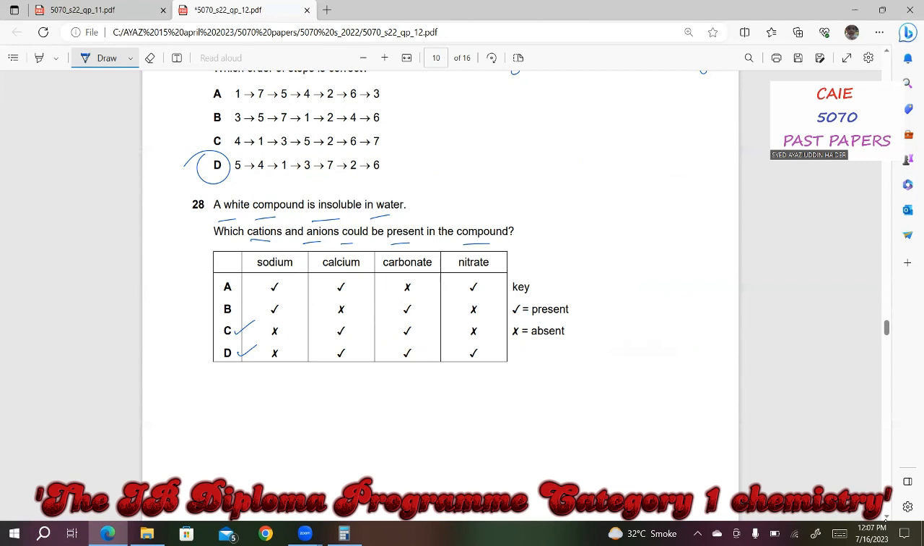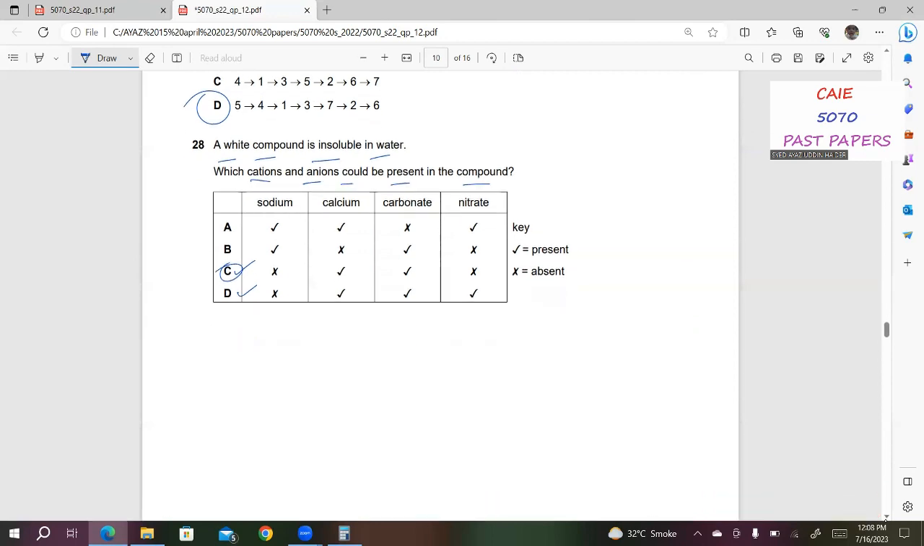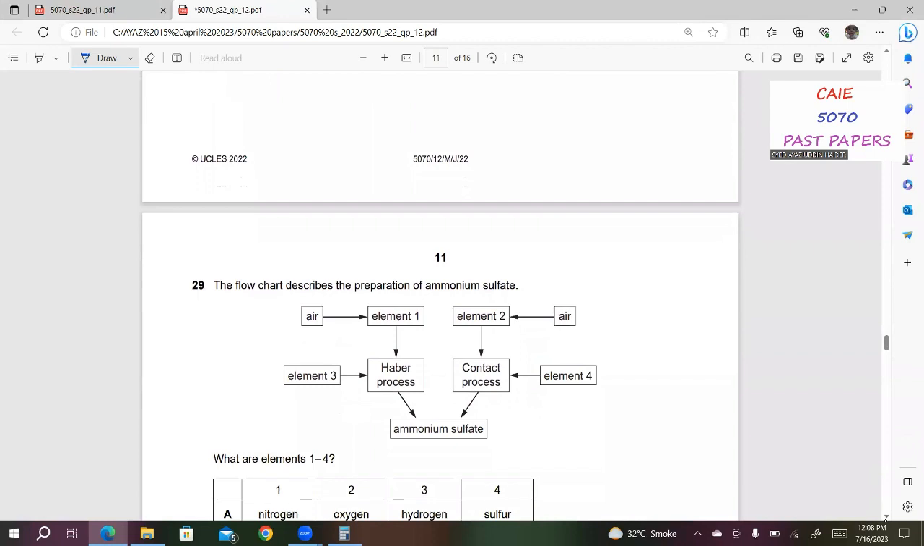Nitrates of calcium is soluble in water. And sodium, we know that it's also soluble in water. So choice C will be the right one in this case. You can't have D as a correct answer because in case of nitrate, they have ticked it, which is incorrect.